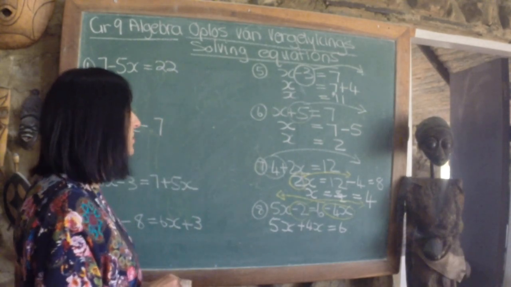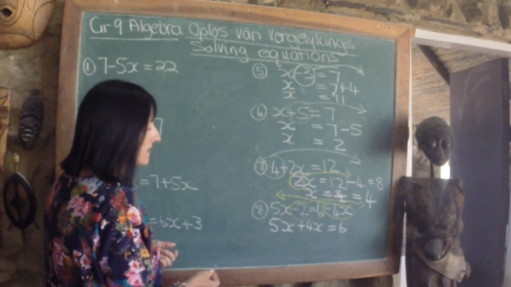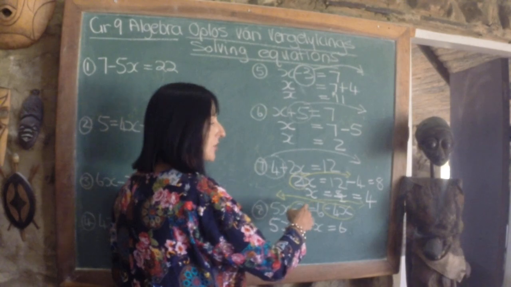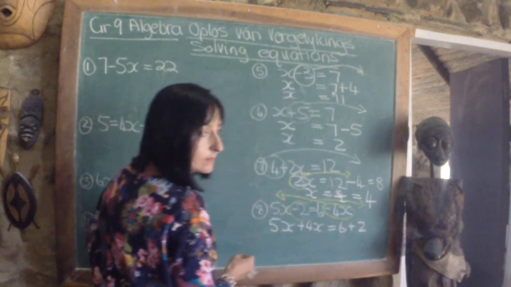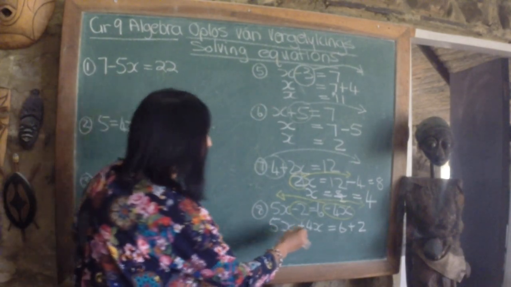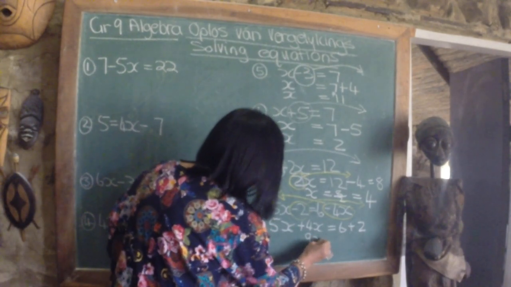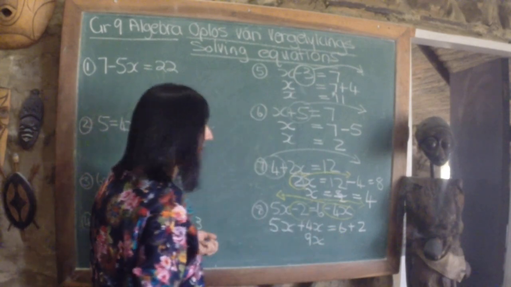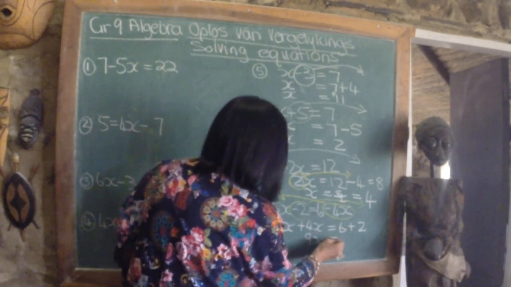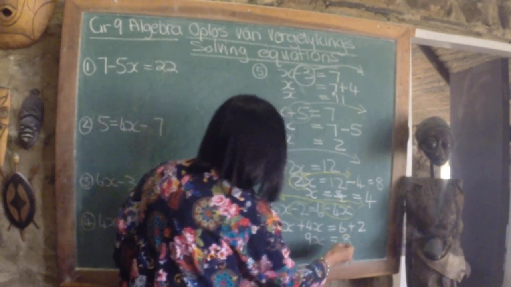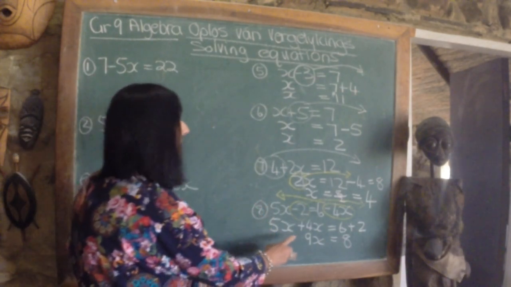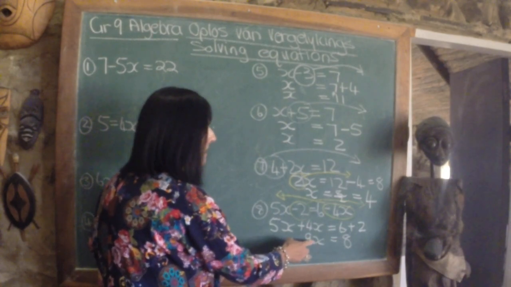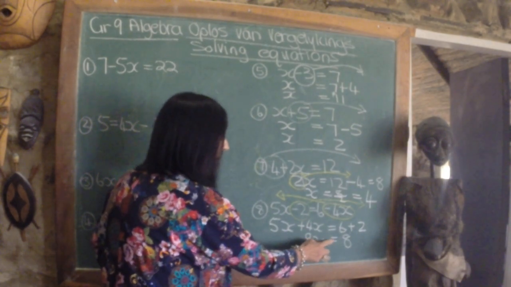The minus 2 I'm taking to the right-hand side. So a minus 2, as ek hom regs vat, word hy 'n plus 2. So now I've got 9x because 5x plus 4x gives me 9x equals 6 plus 2 gives me 8. Goed, nou het ek 9 maal x. 9 multiplied to x gives me 8.